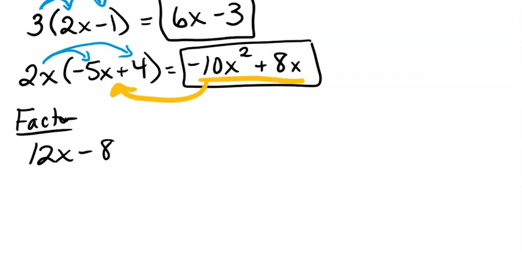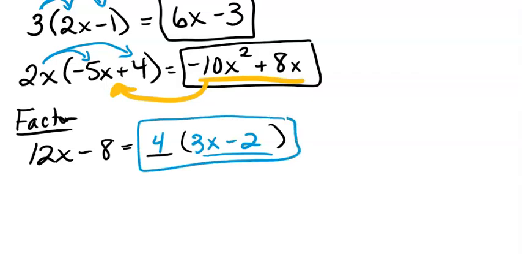12x minus 8, and we know that it's something times something else, we're going to look for the greatest common factor for 12x and 8. And the greatest thing they have in common is 4. And so we say 4 times what binomial would give us 12x minus 8. So 4 times 3x would give us 12x, and 4 times minus 2 would give us the minus 8. So this is the factored version.